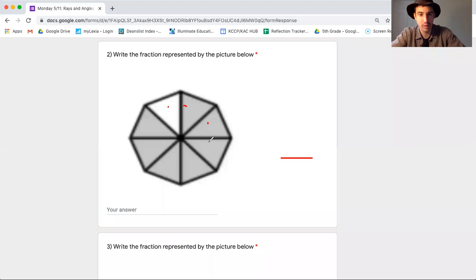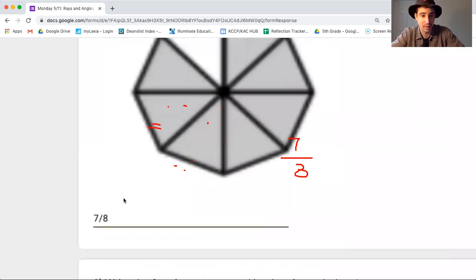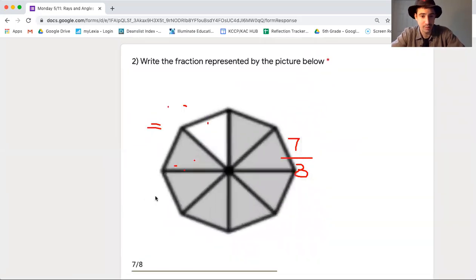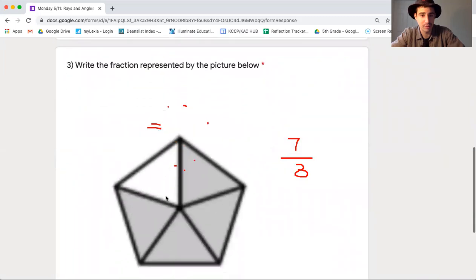1, 2, 3, 4, 5, 6, 7, 8. There's 8 total parts, and there's 1, 2, 3, 4, 5, 6, 7 of them shaded. That's my numerator, or the number on top. So this fraction is 7/8, which I'll write in as 7-8. There's the goggles for you keeping score at home. Now let's move on to number 3, shall we?